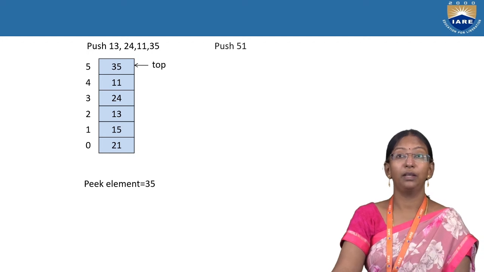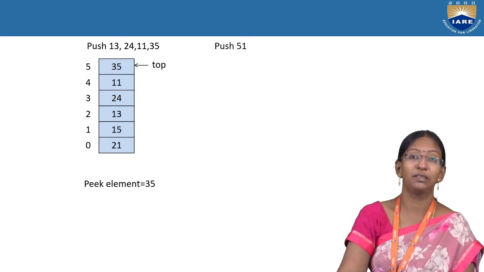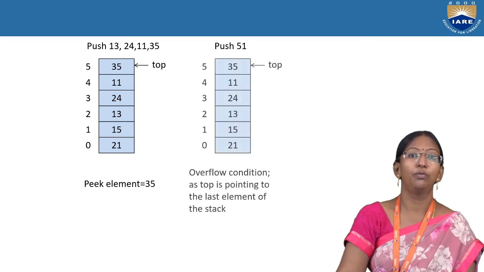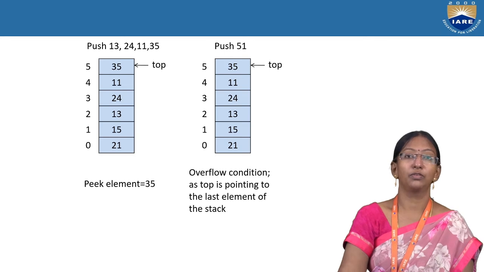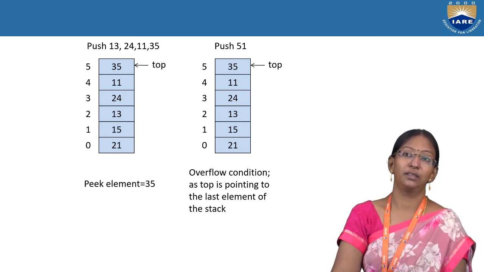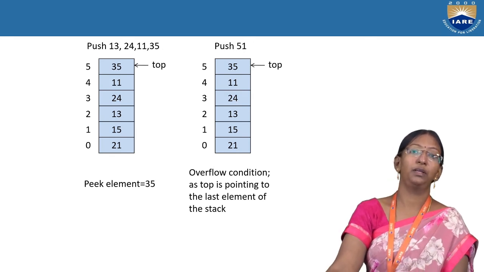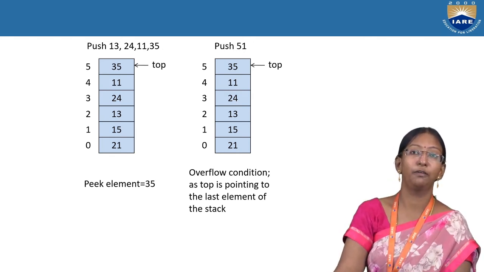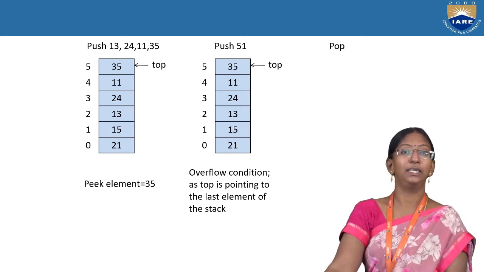What will happen if I try to push 51? If I want to insert 51, the overflow condition raises. Why does the overflow condition raise? Because top is pointing to the last element of the stack. Right? This is the condition where we see the overflow condition. Alright? So let's look at the deletion operations.